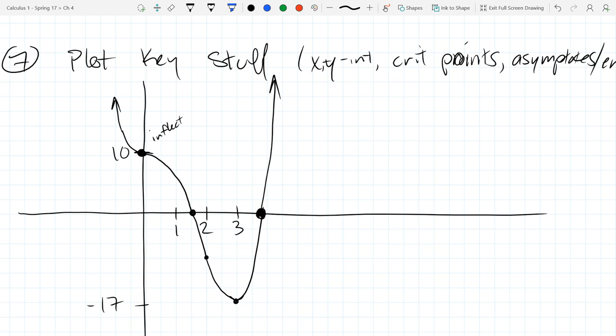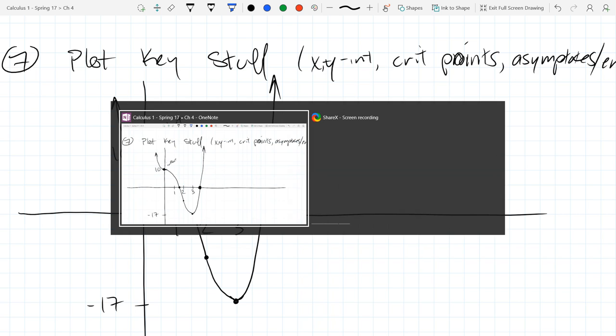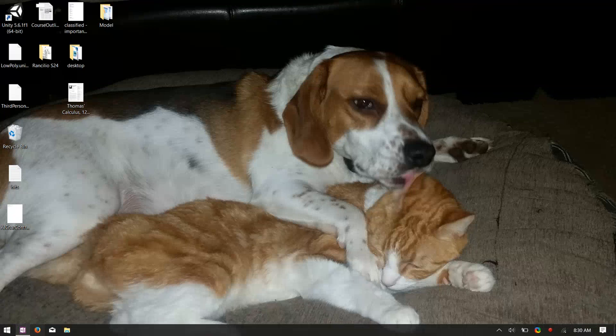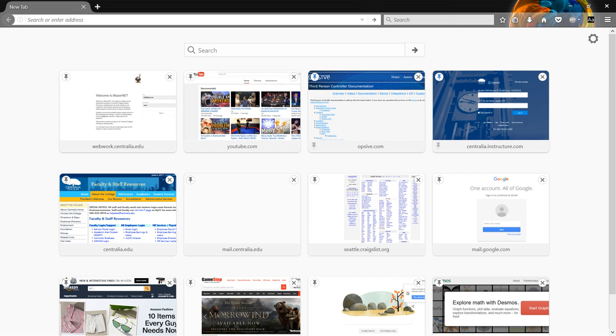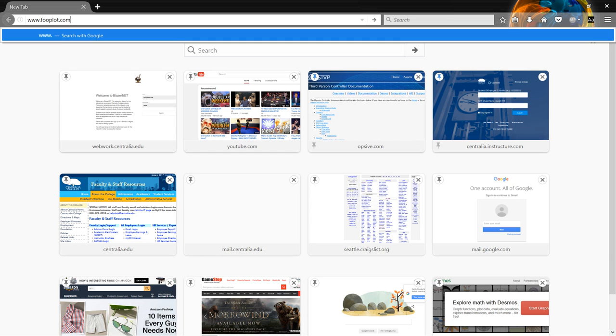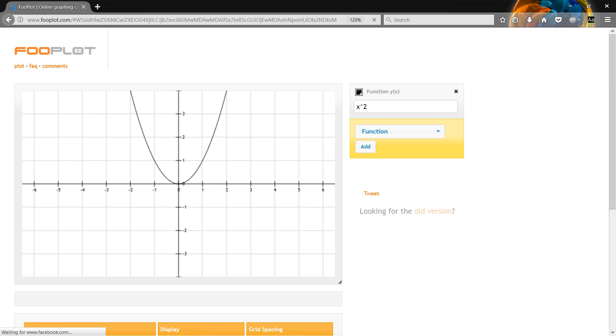So how accurate is our graph? We're going to go and plot it. I don't know. They're probably the same. I think Desmos takes a second click to get to the graphing part, whereas Fooplot lets me type in immediately. I think Desmos has some extra features.